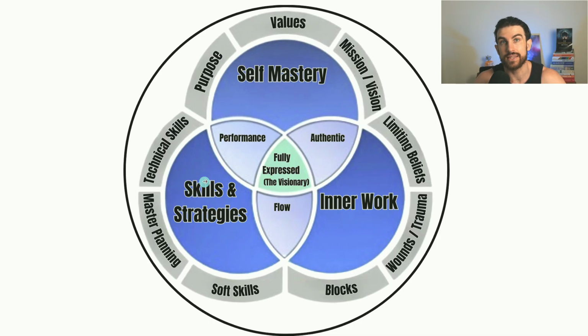Second, you need the skills and strategies. You need to know what to do to bring your vision to life. What action do you need to take? How do you make content? How do you film? How do you sell? How do you build systems? How do you do the thing to achieve the thing you want to achieve? And then the third pillar is inner work. It's addressing the unconscious, mental, emotional shit that's stopping you from pursuing the skills.